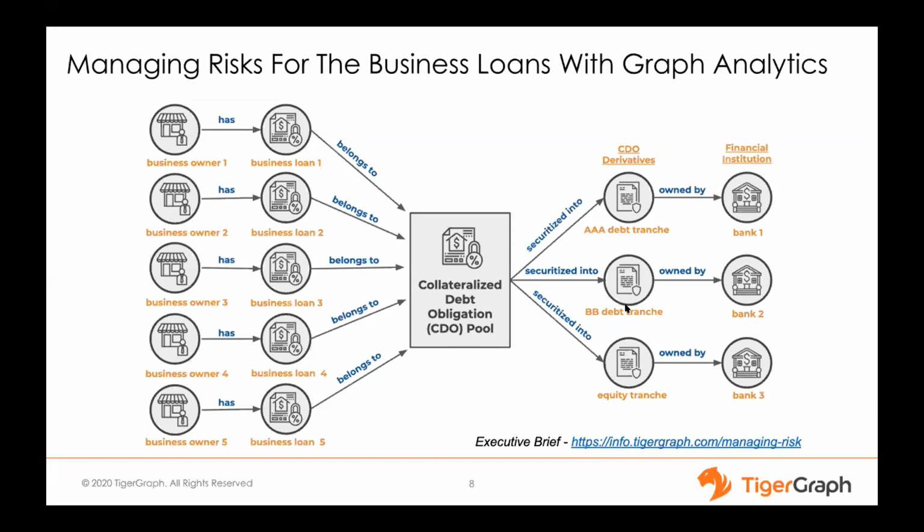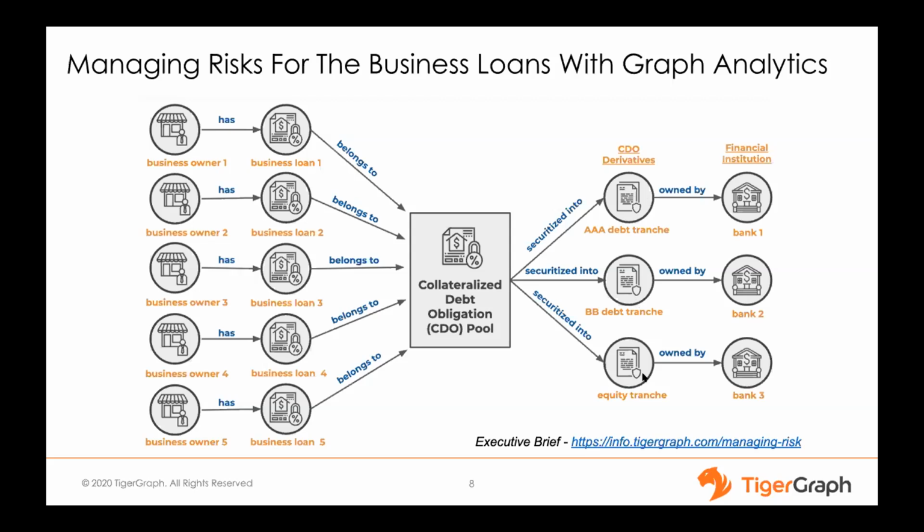If there are defaults, then whatever is left after the AAA tranche is paid will be paid to this middle tranche. And then whatever is left at the end of it will be paid to an equity tranche, or the lowest ranked. Sometimes this middle one is called mezzanine, and this is called junior. So the AAA debt will be called the senior debt. This one in the middle is called the mezzanine tranche, and this one is called the junior.